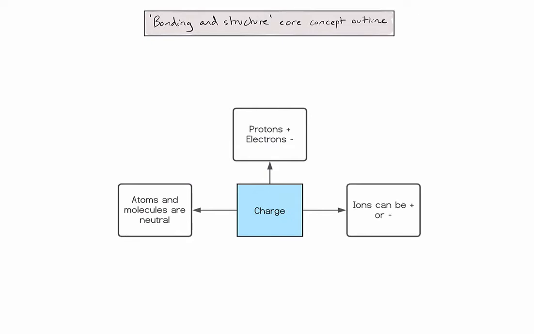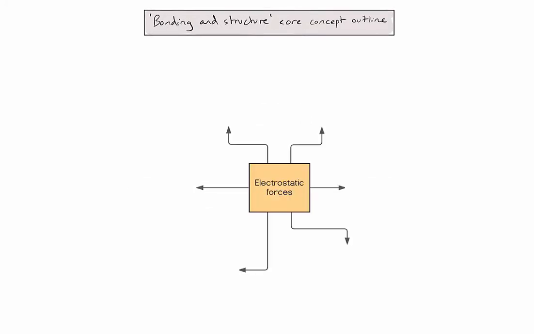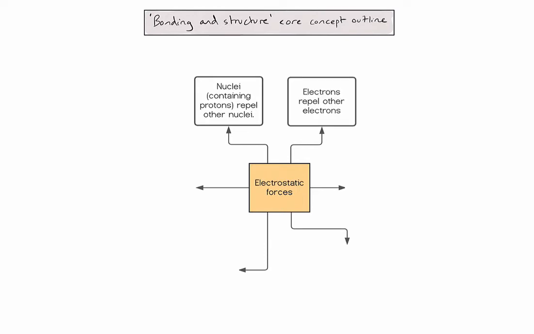Once we have a good understanding of charge, we'll be able to consider how particles interact with each other through electrostatic forces. Remember, when we're talking about electrostatic forces, we're talking about either attractive or repulsive forces, depending on the charge of the particles in the system. For example, if we have 2 nuclei that contain protons near each other, they will repel each other. In the same way, if I have negatively charged electrons near each other, they will also repel. And because protons and electrons have opposite charges, they will attract one another.